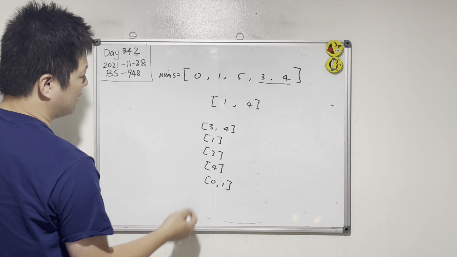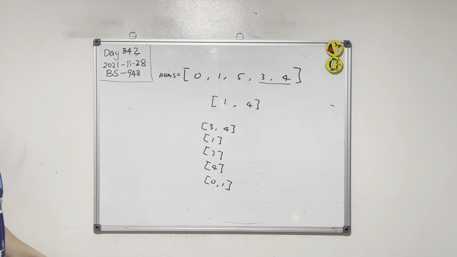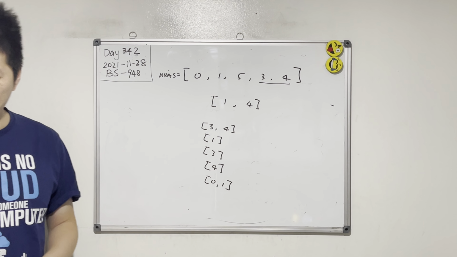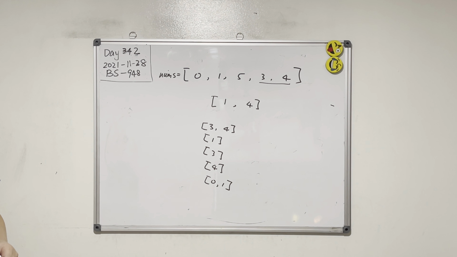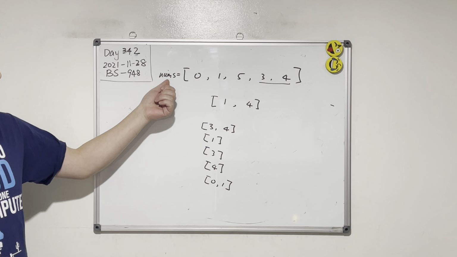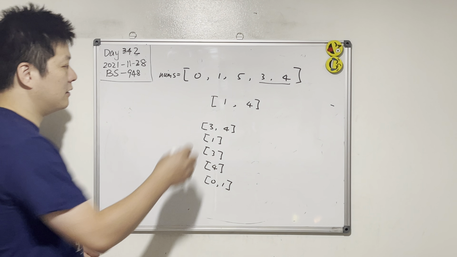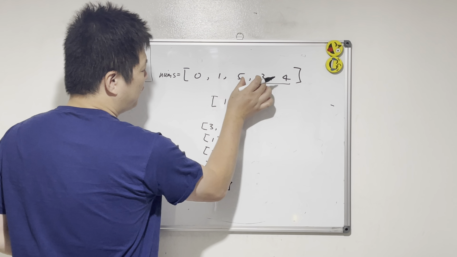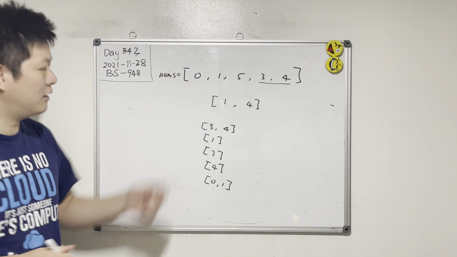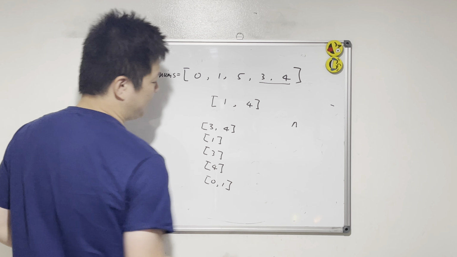So how many of them? Not a lot, just 5, right? So if the list has 5 elements, how many sublists are there together? How many sublists if the size is n? Yeah, 15. How do we get it?